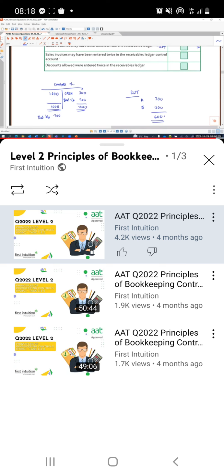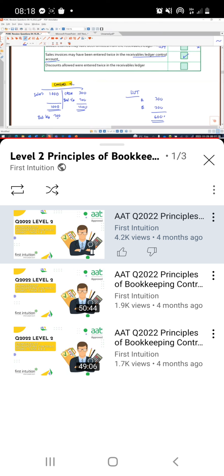Sales invoices may be entered twice in the receivables ledger control account. Well, we're now into somewhere different, aren't we? We're now over here. Invoices may have been entered twice. If I'd entered invoices twice, what would happen? If I put some invoices in and then put them in again by accident, it would make the balance on that account too high. That's exactly what the question's saying: what would explain this account balance being higher than the list? The fact you've put the invoices in twice would make the balance too high. So that is actually correct.